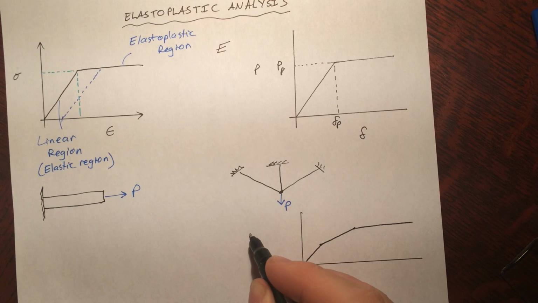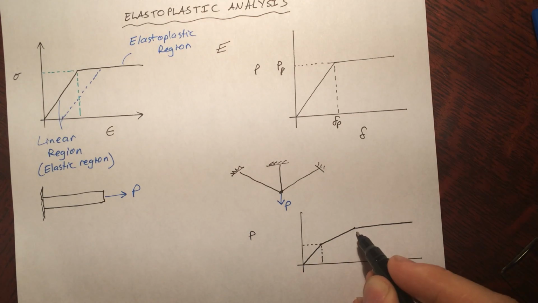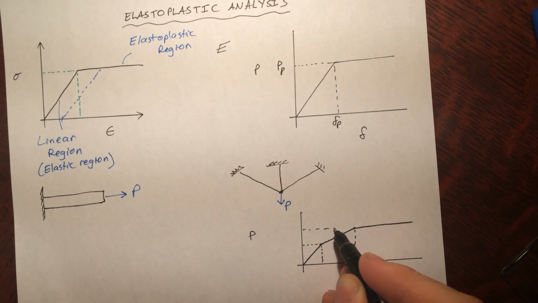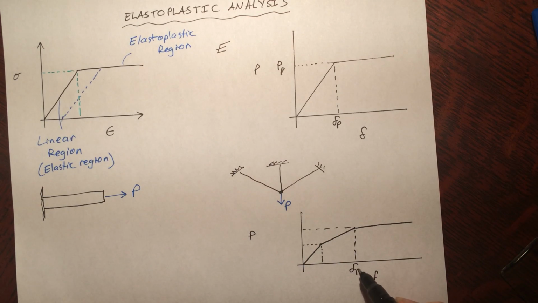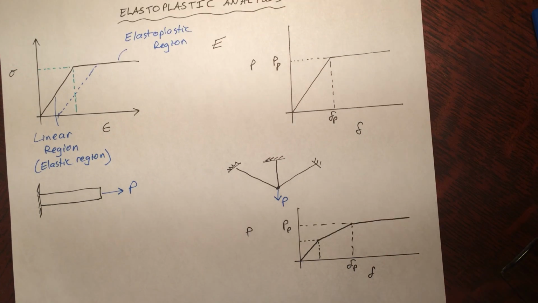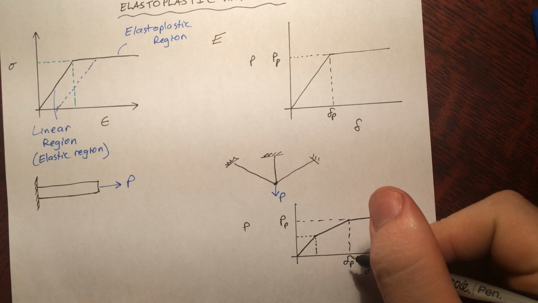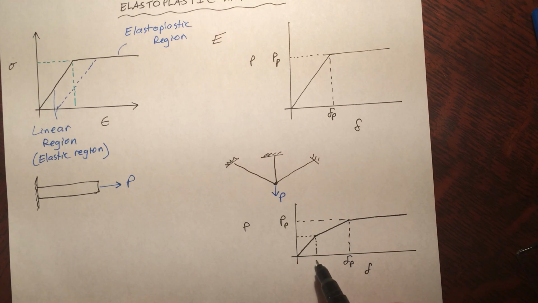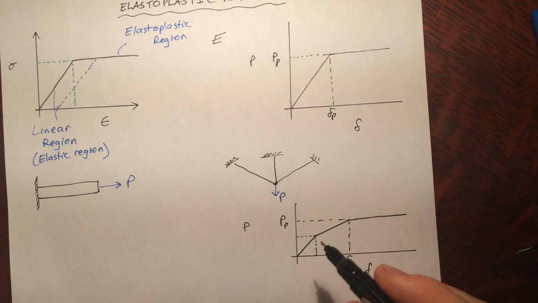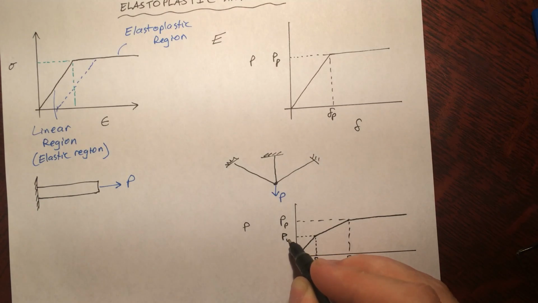Now the corresponding places here, I've got special names. So here we have delta plastic, P plastic, the same as before. When the full thing is in plasticity, at that point we have a load P, that's the plastic load, and the displacement at that point is delta plastic. And here where it just starts to yield, we'll use that word, we have delta yield, P yield.